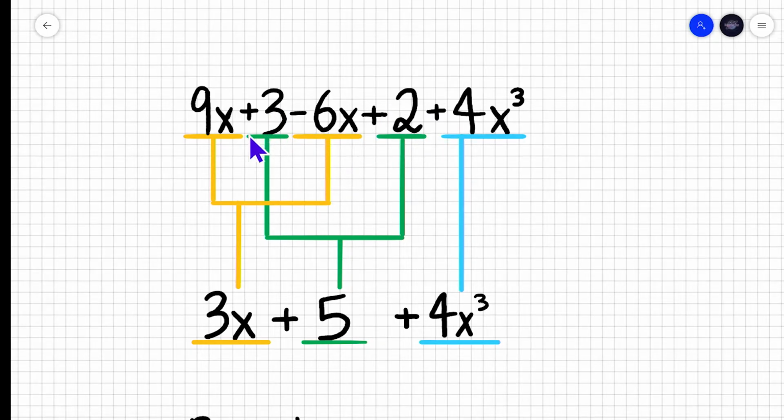Here, we are now going to add the constants, 3 and 2. And what do 3 and 2 make? 5. So you just get 5, no variable attached, or else it's not going to be a constant. And finally, we have 4x cubed, and that has no other like terms. As you can see, it's by itself, so it's going to stay the same as 4x cubed.